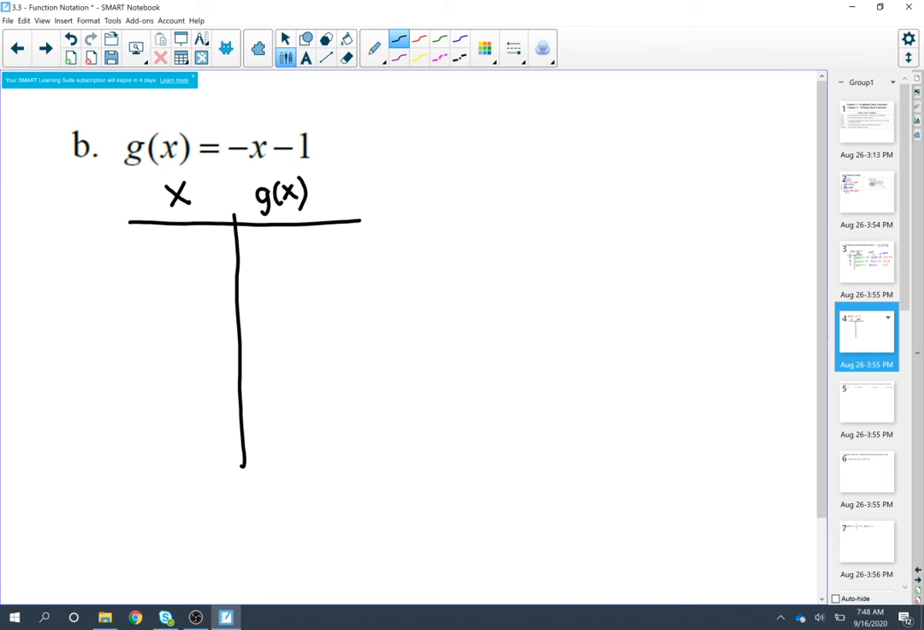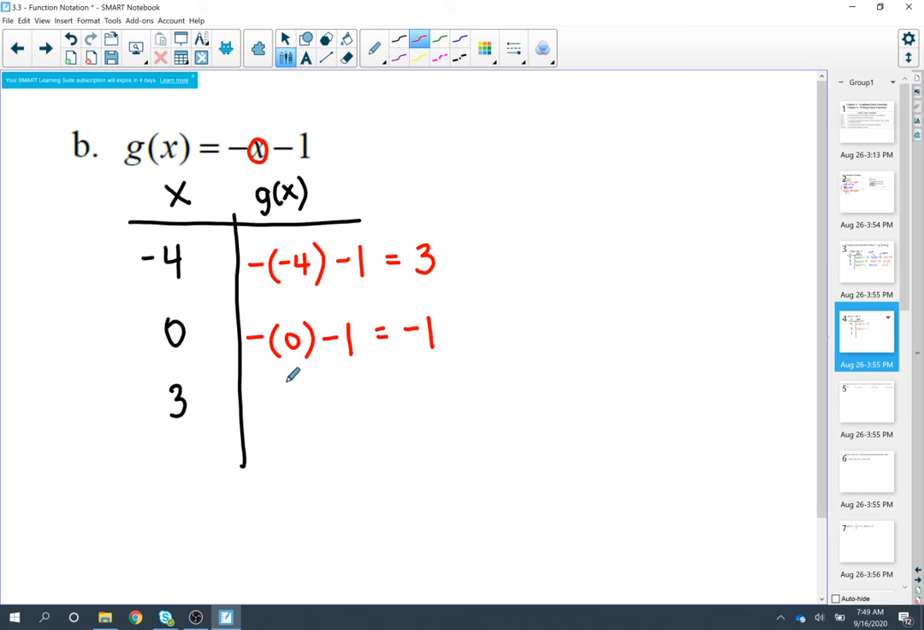The x values we were dealing with were -4, 0, and 3. And we're going to substitute them into our function. So negative x, so -(-4) minus 1. Be careful with your negatives here, okay? You have the negative and then you substitute whatever the value is. If I have a negative negative, that's +4 minus 1 is 3. Negative, substitute 0 minus 1 is -1. Negative, substitute 3 minus 1 is -4.